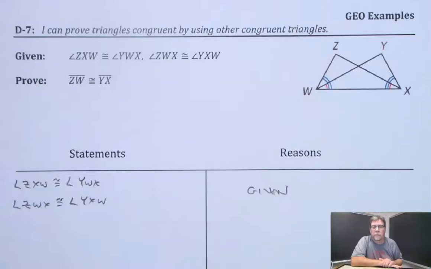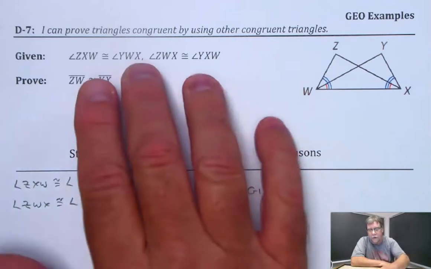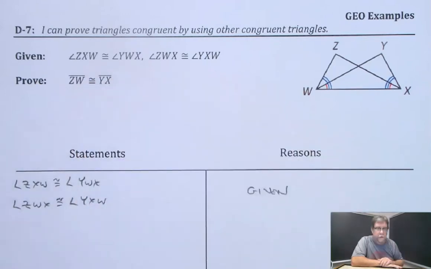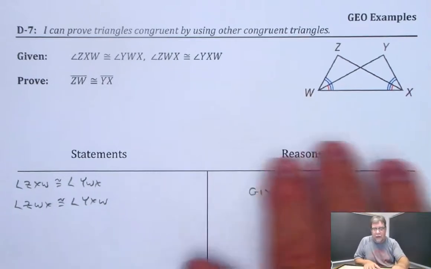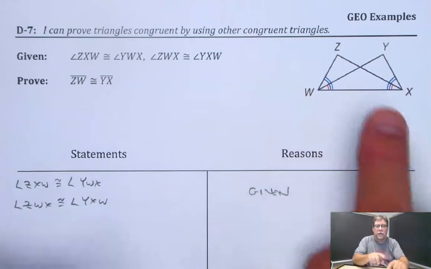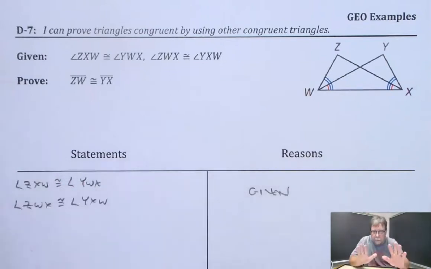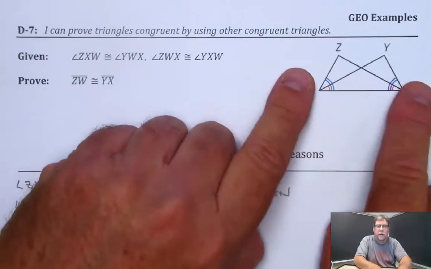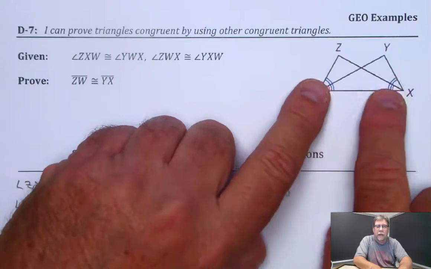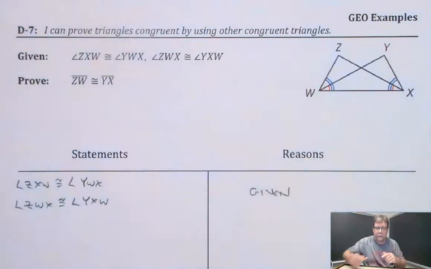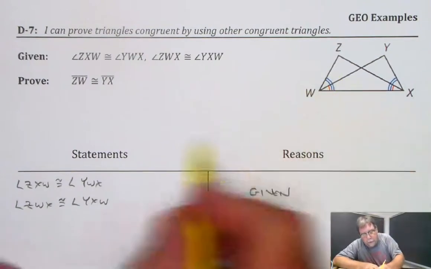So here's a couple of examples. This proof that we're going to do in this example is that we're going to prove triangles congruent using other congruent triangles. Basically what we want to do is show that we have overlapping triangles, which can kind of muddle the waters of a proof. So we want to actually pull these apart and redraw them and then look for overlapping things that are shared in both triangles. So let's go ahead and pull apart the two triangles.